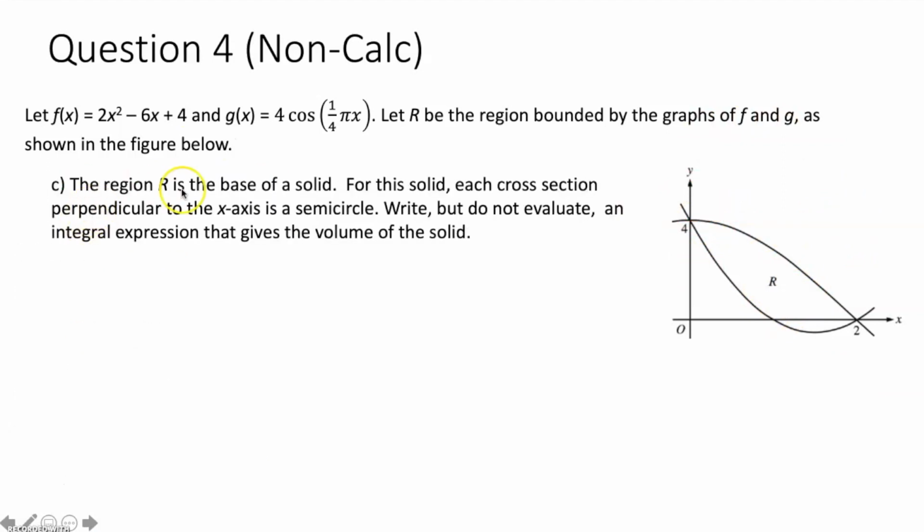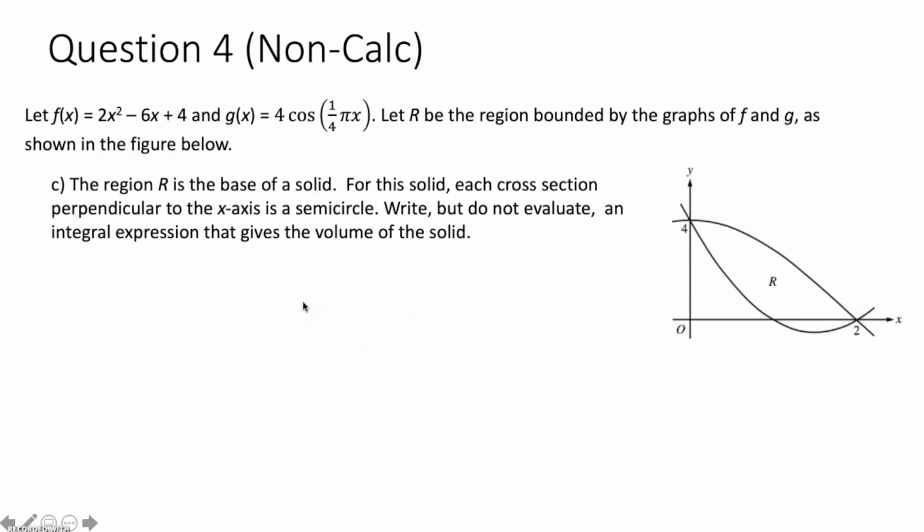Now part C says the region R is the base of a solid. For this solid, each cross-section perpendicular to the x-axis is a semicircle. Write but do not evaluate an integral expression that gives you the volume of the solid. So we again are finding the volume of a solid. This time we have known cross-sections. They are semicircles that are perpendicular to the x-axis. So to find the volume of a solid, if we know what the cross-sections are, we just integrate on our given interval the area of the cross-section formula.